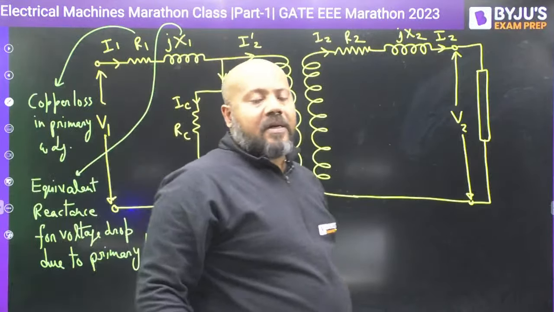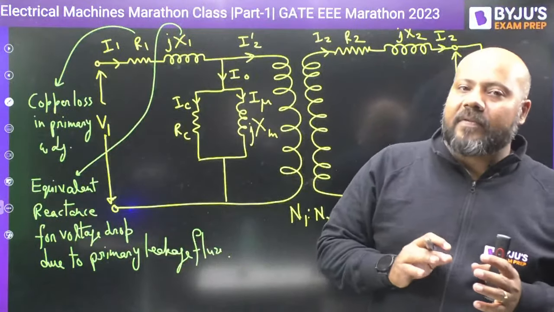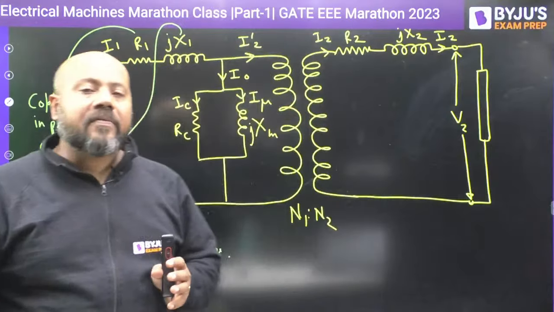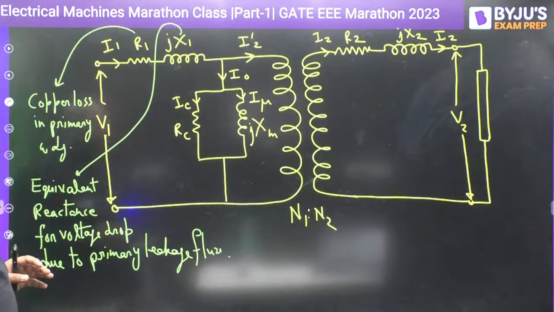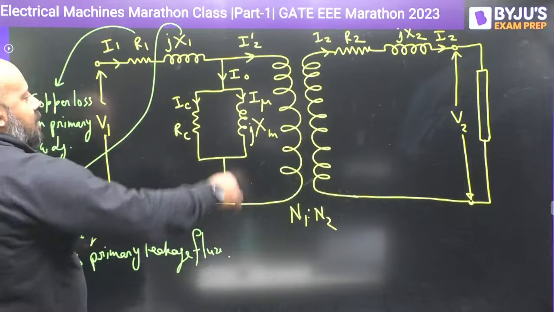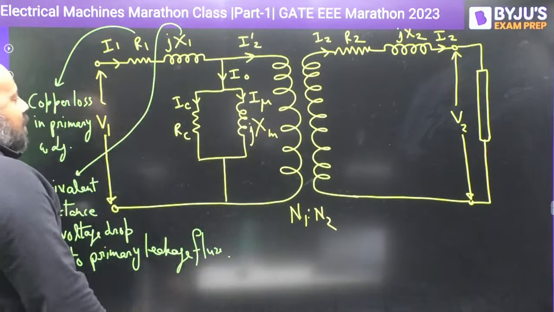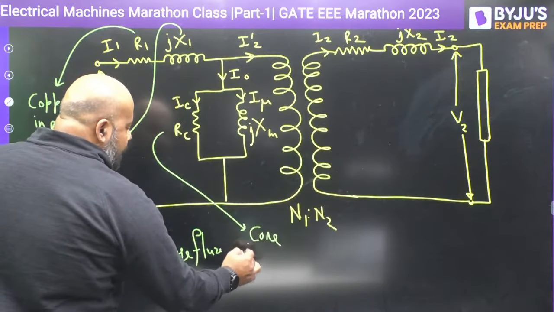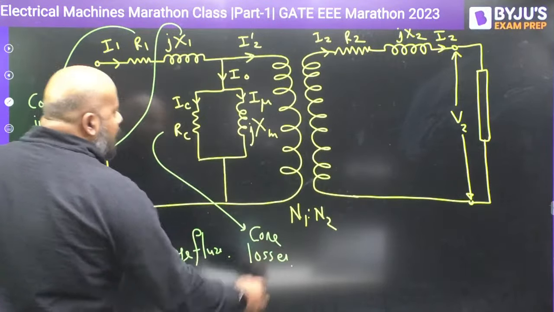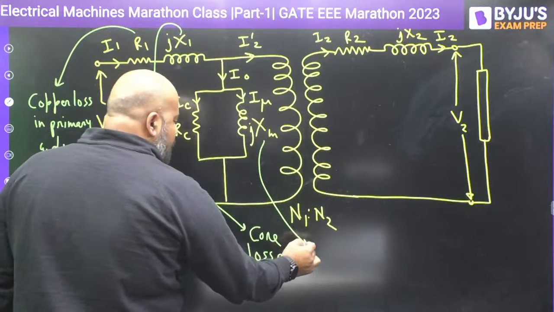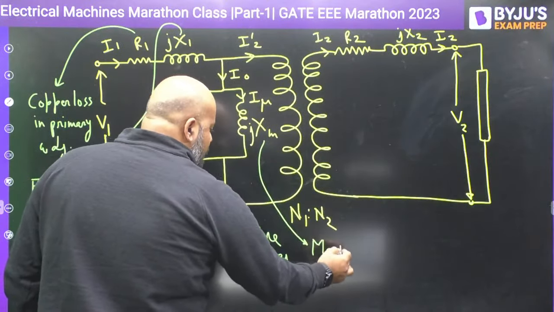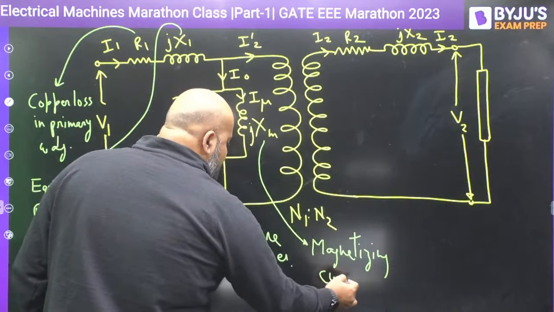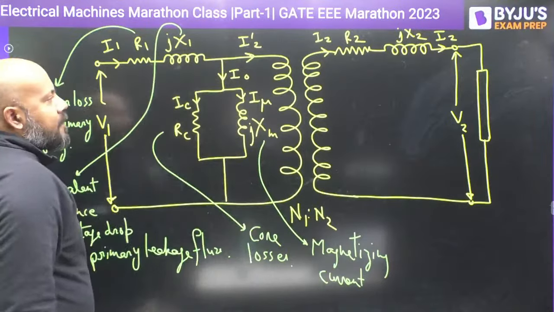Primary leakage flux is the flux which is linked only with the primary winding, not with the secondary winding. What is secondary leakage flux? It is the flux which is linked only with the secondary winding, not with the primary winding. And what is mutual flux? Mutual flux is the flux which is linked with both the windings. This RC represents the core losses. XM represents the magnetizing current required for the magnetic coupling.